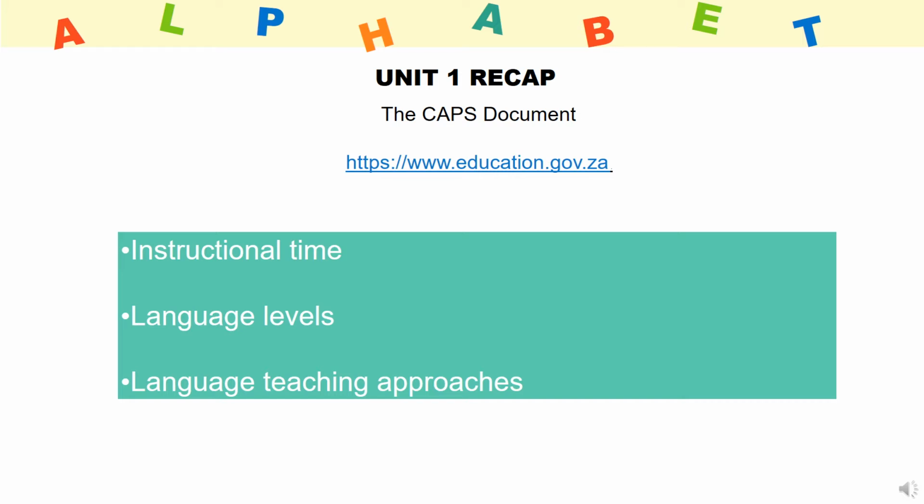The CAPS document also gives background on language levels. Our focus in this module, like I've already said, is on the first additional language level, particularly the English first additional language. In the intermediate phase, the first additional language skills are strengthened and built upon. This means more reading and spoken language exposure in the target language. So if your target language is English, you want to expose your learners to more reading activities so that they improve on their reading in the target language. You want to expose your learners more to the spoken language so that they improve on their interpersonal skills using the target language.